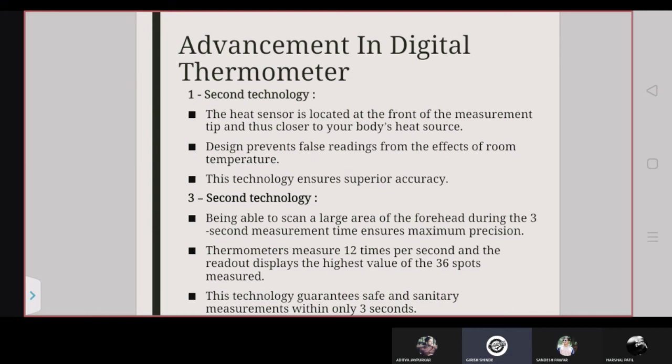Being able to scan a large area of the forehead during the 3-second measurement time ensures maximum precision. The thermometer measures 12 times per second and the readout displays the highest value of 36 spot measurements. This technology guarantees safe and sanitary measurements within only 3 seconds. Next.